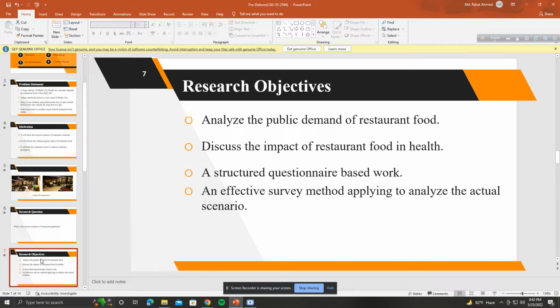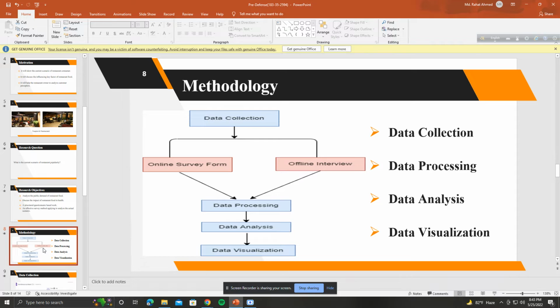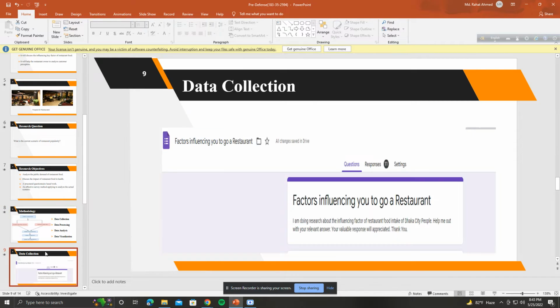My research is a structured questionnaire based work, and I will apply an effective survey method to analyze the actual scenario. Here is the methodology. First of all, I will collect the data through an online survey and offline man-to-man interview. Then I will process the data and analyze the data, and finally I will visualize the data.